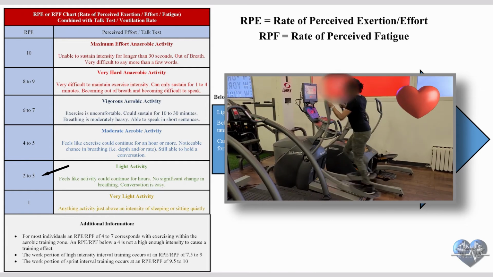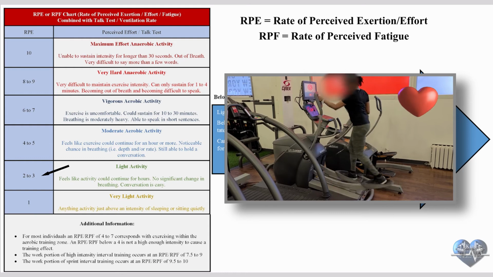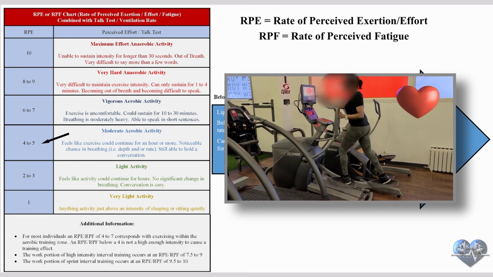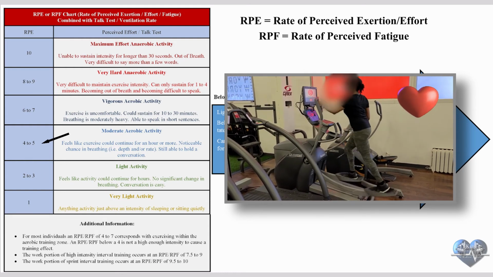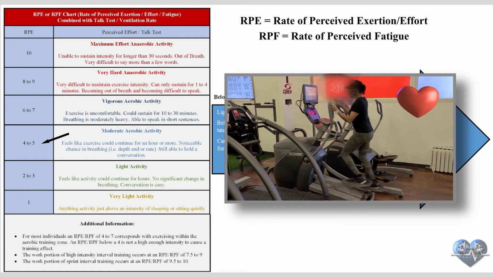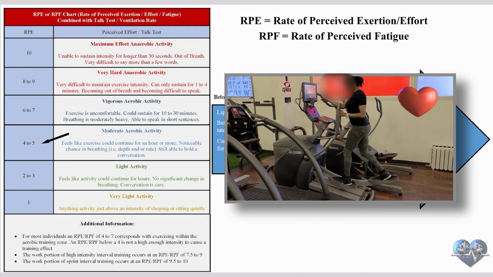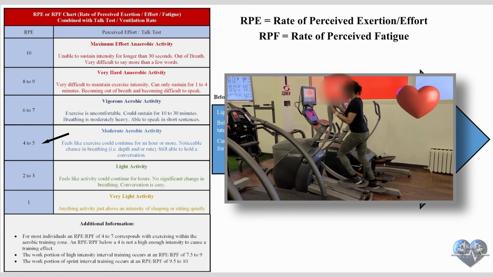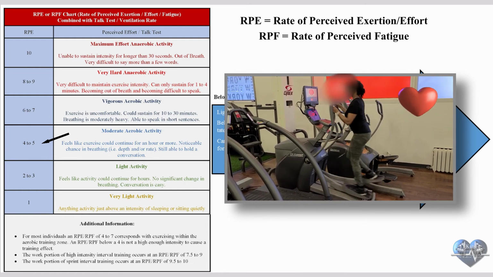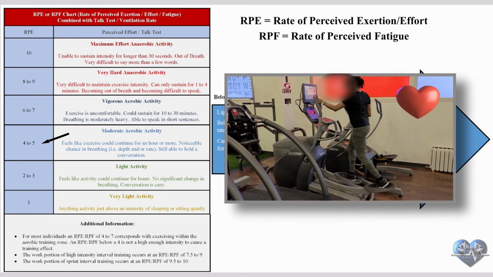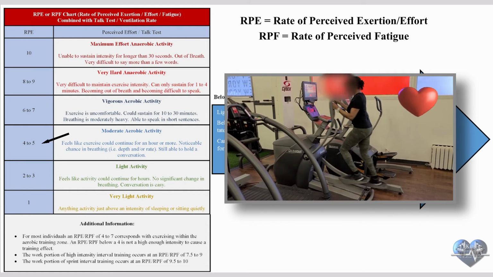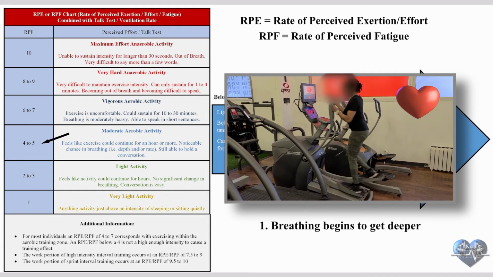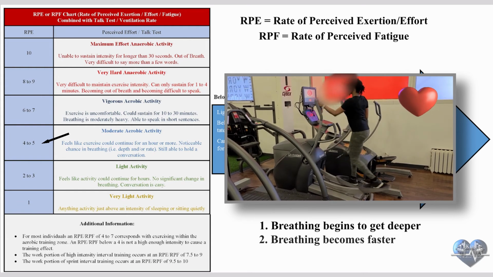But as you begin to move up in intensity and move up the totem pole, once you get to a 4 RPE or RPF, you've now reached the low end of your aerobic training zone. And the primary way to know that you're at a 4 is that your ventilation or your breathing has begun to change. And there are 2 ways your breathing can change. You can either begin to breathe more deeply or at a faster rate.